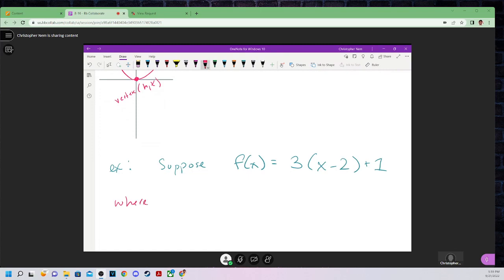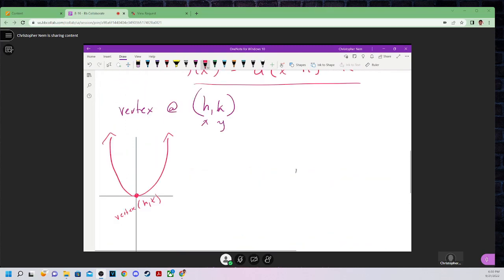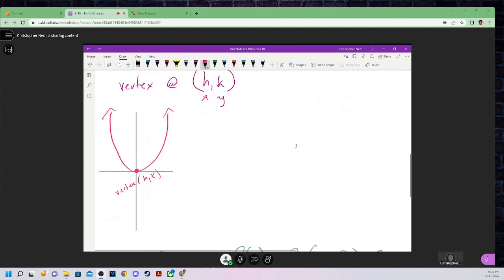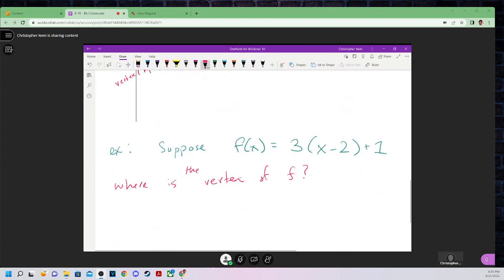Where is the vertex of f? Where is the vertex of my function? Some of you might not have a graphing calculator. So how can you find the vertex of f? Well, if you look at our vertex formula, it says that it's just your h and k values. So we have to look at our h and k values over here.